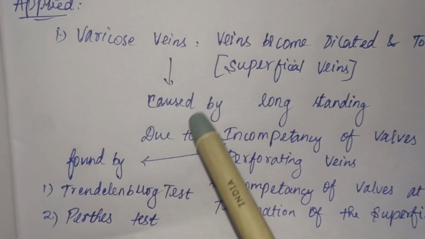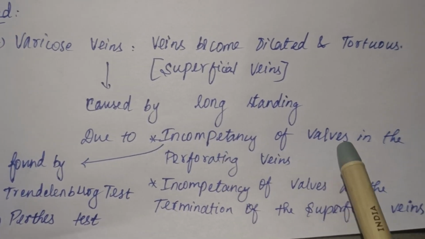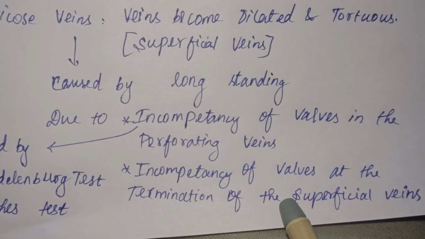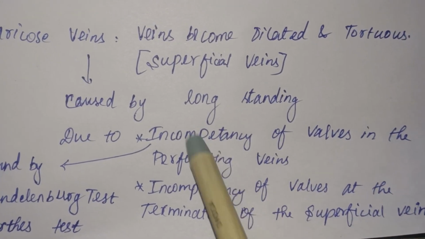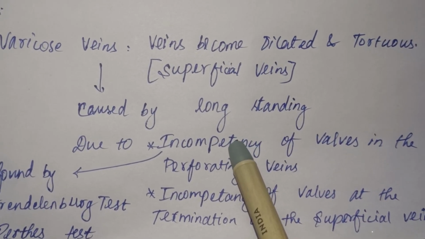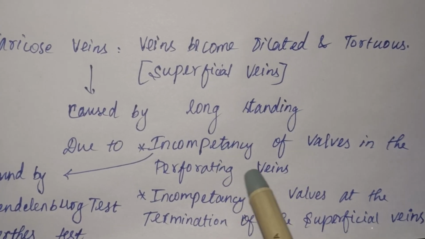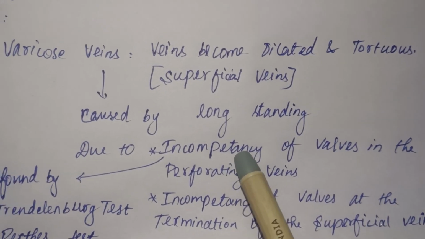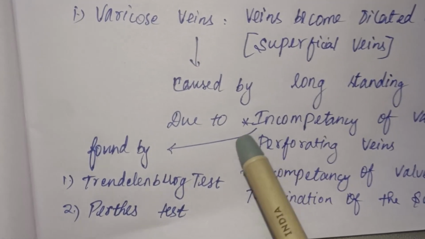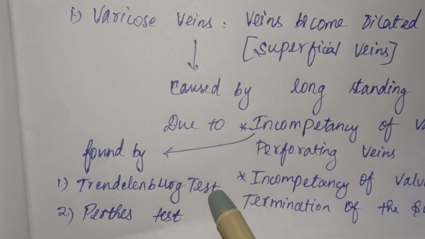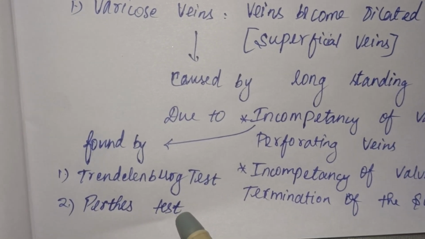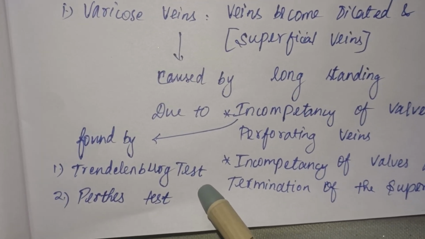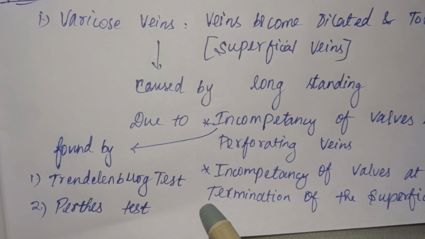Varicose veins are due to incompetency of the valves in the perforating veins, and also due to incompetency of the valves at the termination of the superficial veins. What is meant by incompetency? Incompetency is nothing but inability to push something. In this case, veins are unable to push the blood completely. The incompetency can be found by two tests: the Trendelenburg test and the Perthes test. These tests we do particularly for finding superficial vein incompetency.